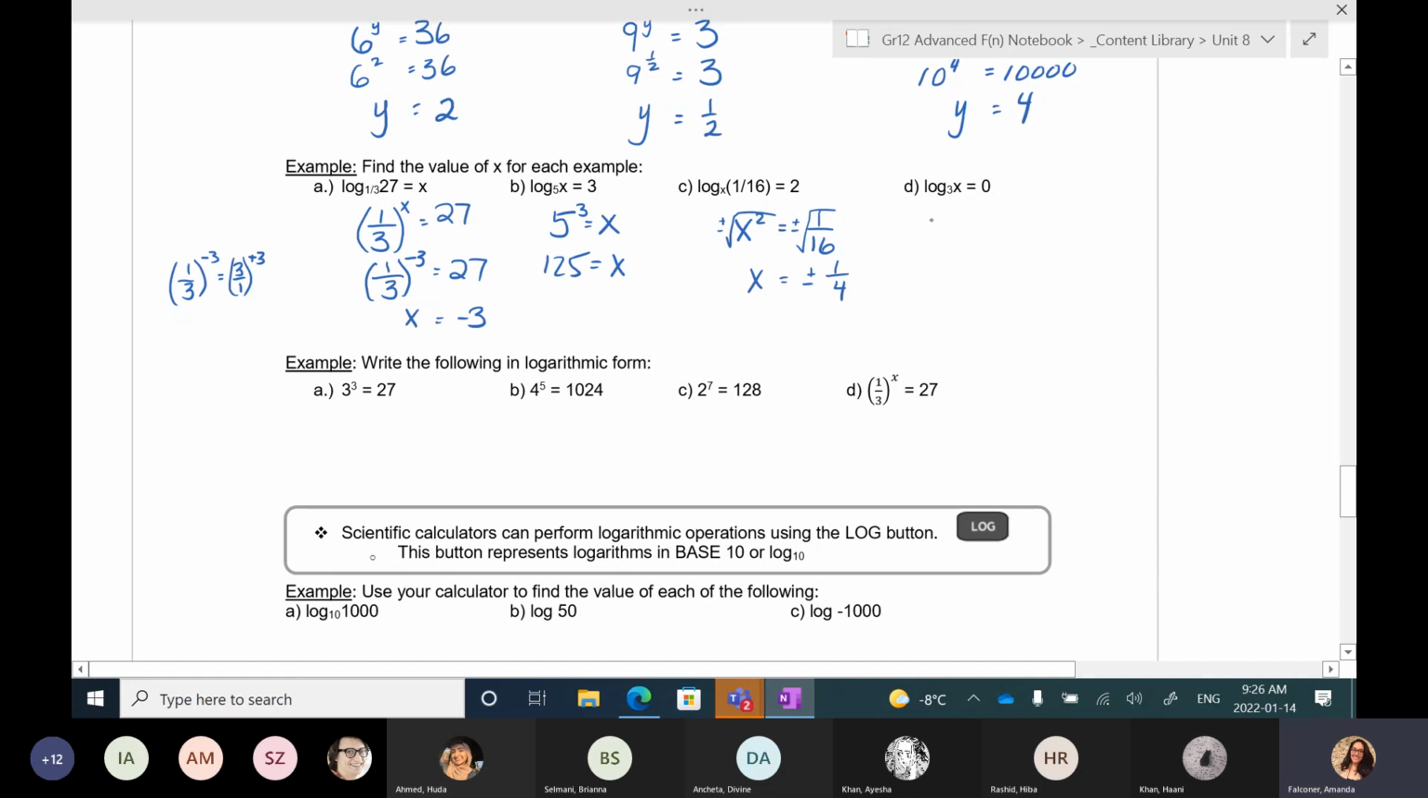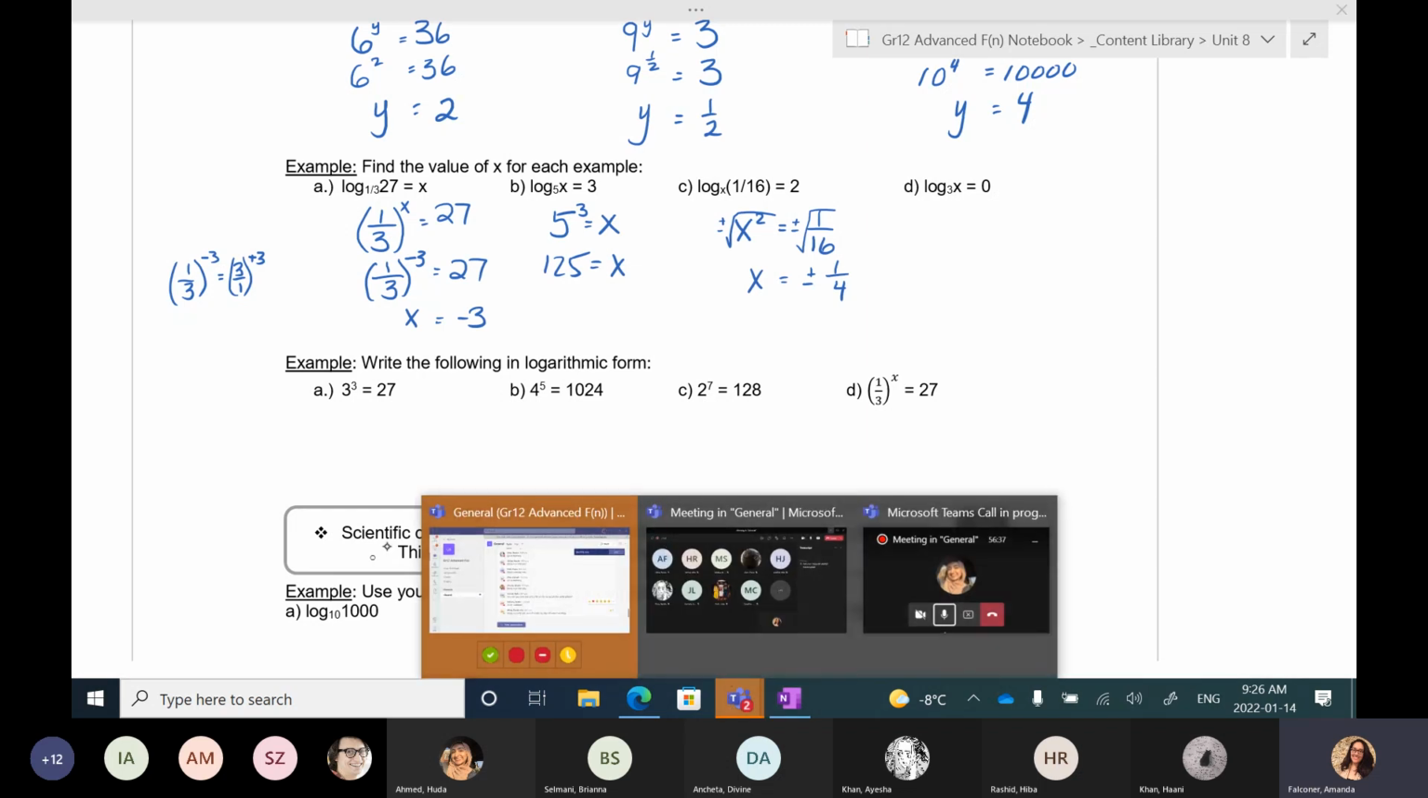Oh, and I'm just going to leave you guys with this part D just for a second. One moment, please. You guys try that. And you can even try the next example as well, and then we'll take it up in 5 minutes.